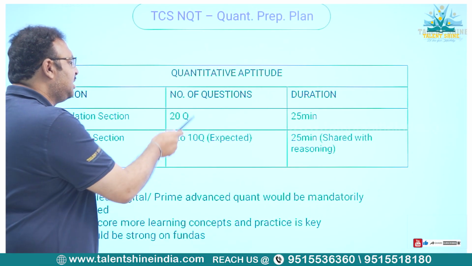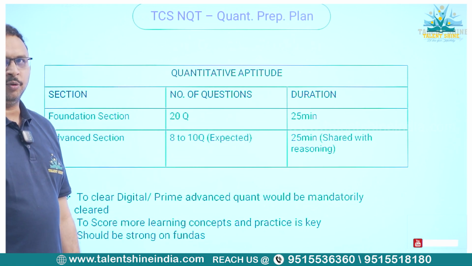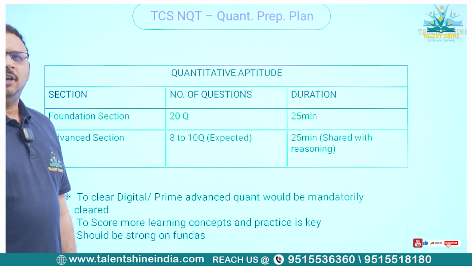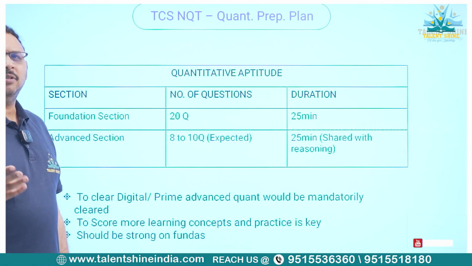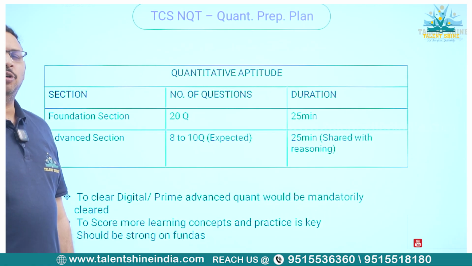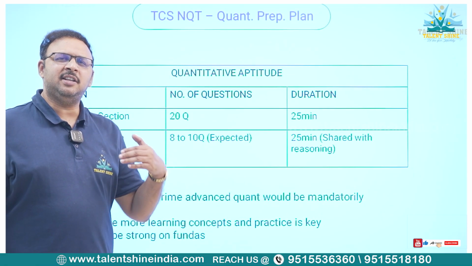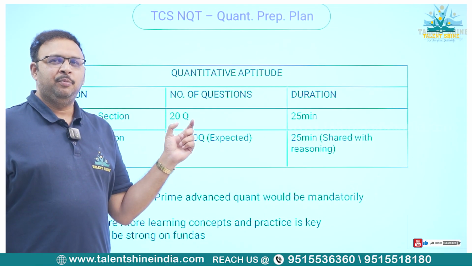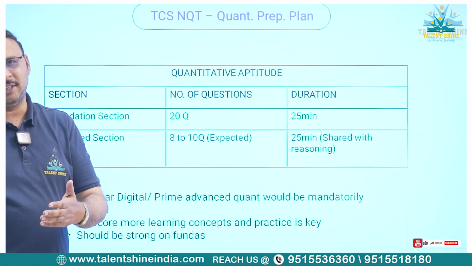Otherwise, these 20 questions in 25 minutes are difficult to clear completely. But don't worry, there's no need to get 20 out of 20. Even 15, 16 is a very good score. Even more than 12, you are able to clear that section. But our target is not Ninja. Our target is the top level package. Then you can try your best, because a package of 9 lakhs is far from 3.36 lakhs.